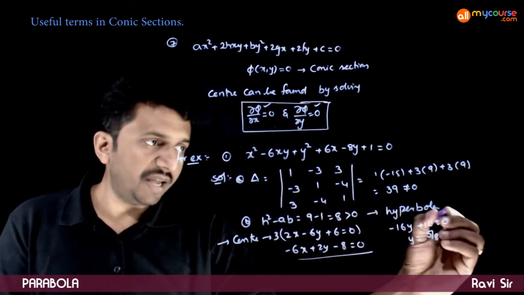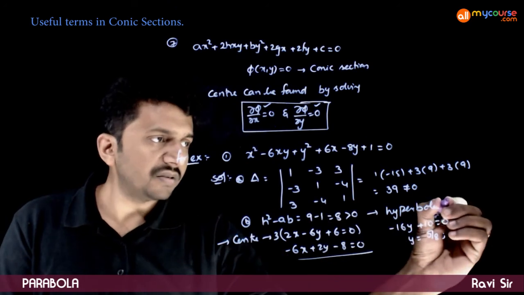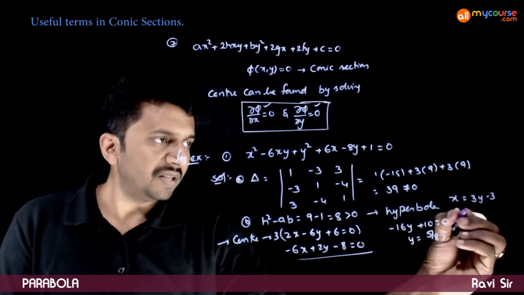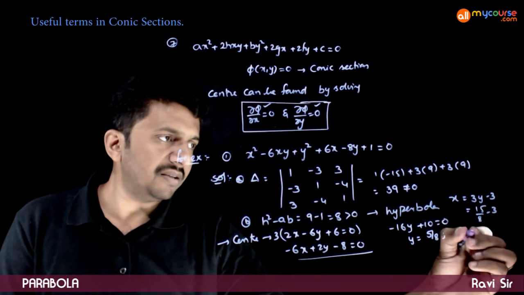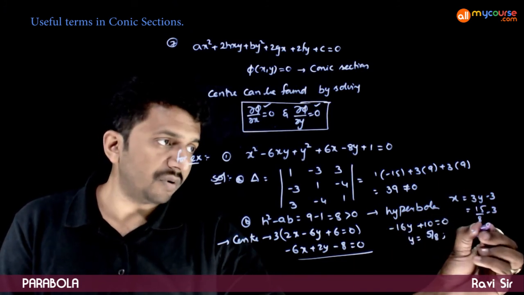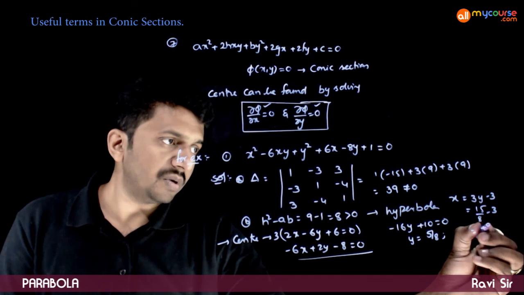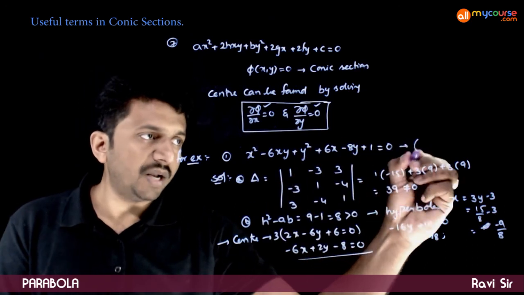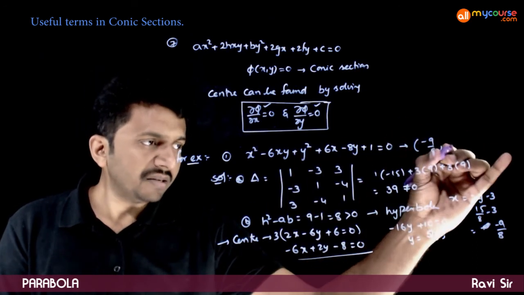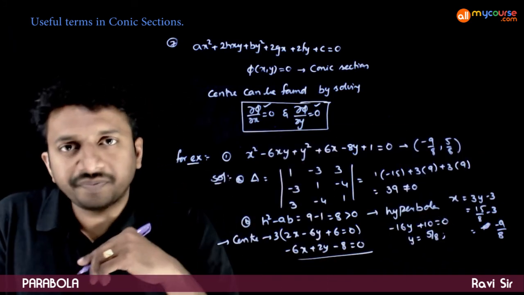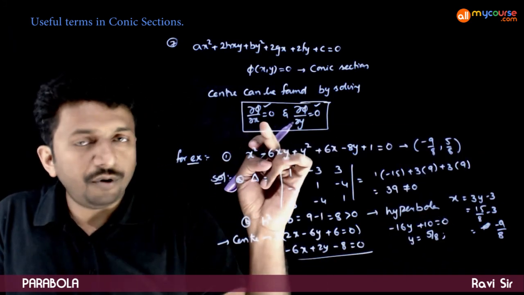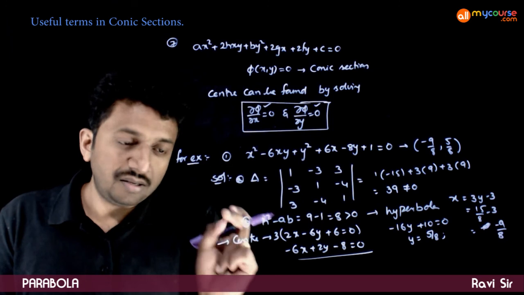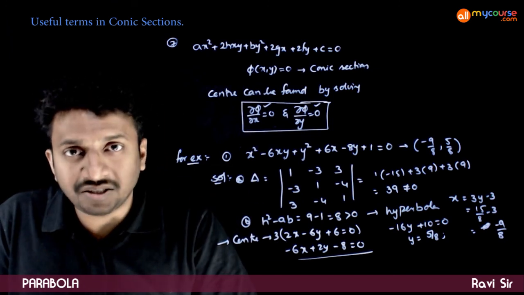And if y is equal to 5 by 8, you can find the value of x. So x is equal to 3y minus 3, that is 15 by 8 minus 3, 15 minus 24, which is minus 9 by 8. Hence the center of this hyperbola is minus 9 by 8 comma 5 by 8. So as simple as that. Solve dou phi by dou x is equal to 0 and dou phi by dou y is equal to 0, and you get the center of the particular conic section if it is present.